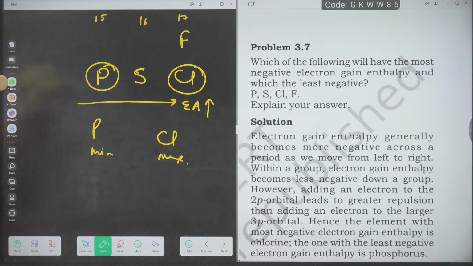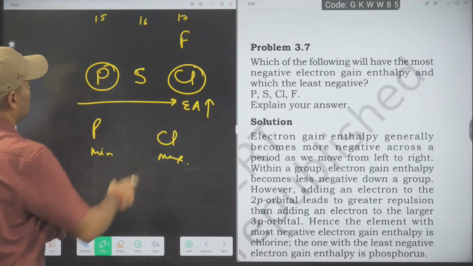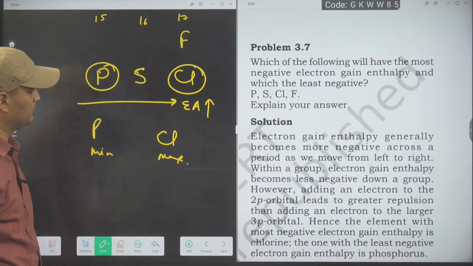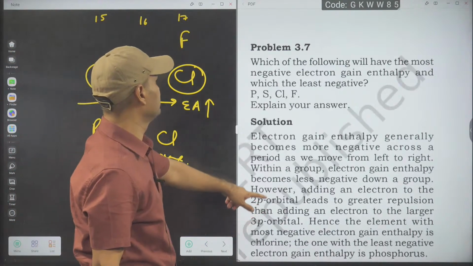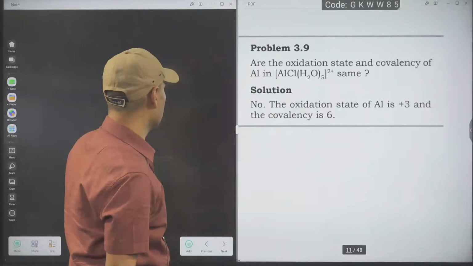In a period, electron affinity increases. Okay? So you can represent like this. Oxygen is minimum in its group. Done? Okay. So now come to this question.